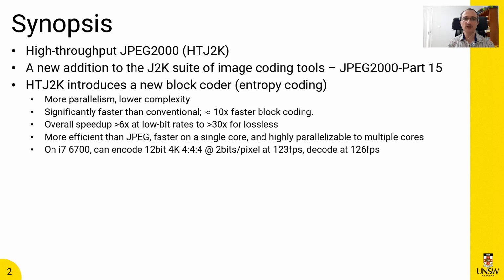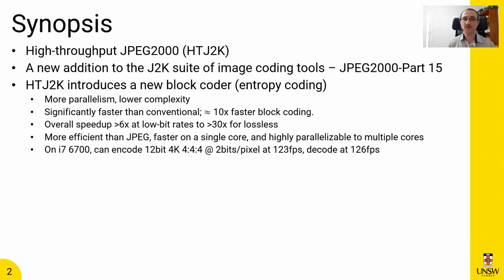For those in a hurry, I have a summary at the start. Since high-throughput JPEG 2000 (HTJ2K) is new, we try to give a short description here. It's a new addition to the JPEG 2000 suite of image coding tools. It's known as Part 15 and it uses the .jph file extension.